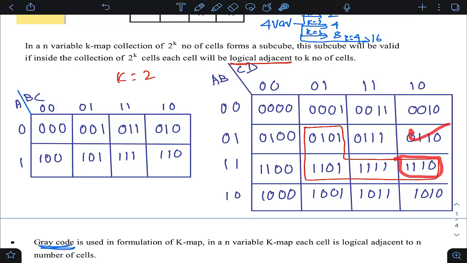For this and this, there are 4 adjacent cells, but out of 4 only 1 is present inside this collection, the remaining 3 are outside. So for this also it is not happening. If you check for this, it is happening, or for this, it is happening, but it is not like that. For each and every cell, it should be satisfied. So this is not a valid subcube. That is why this kind of collection is not eligible for grouping. In the K-map, if somebody asks you why you can't do a grouping like this, you can say this collection is not a valid subcube. So grouping can be done by considering valid subcubes only.